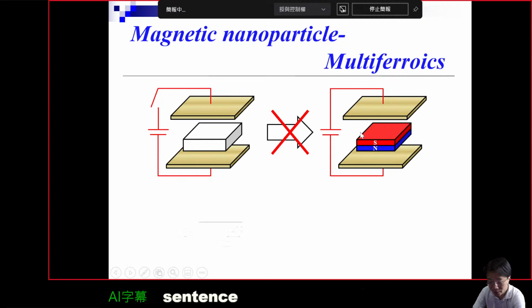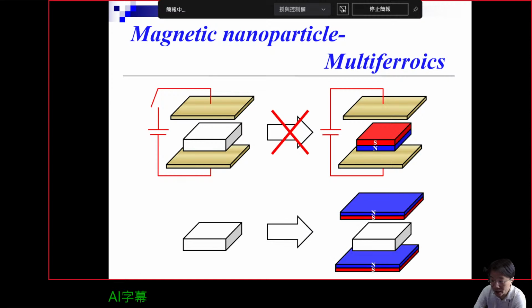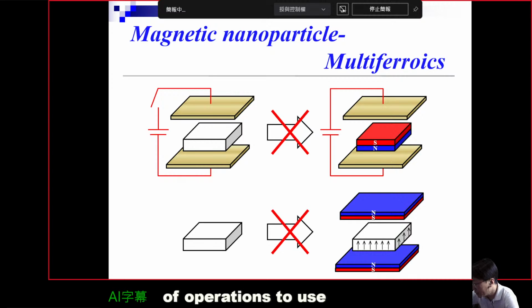Okay, similarly, can you induce the electrical polarization by applying an external magnetic field? I mean the DC magnetic field? The answer is also no, because we cannot use different physical operations to induce another physical phenomenon.